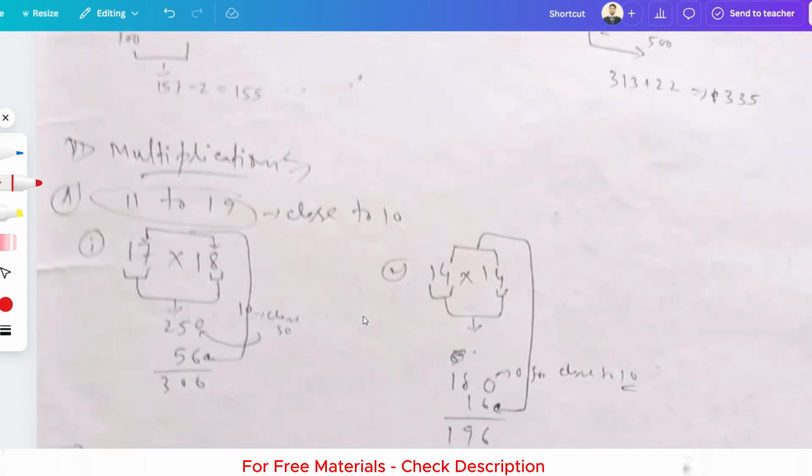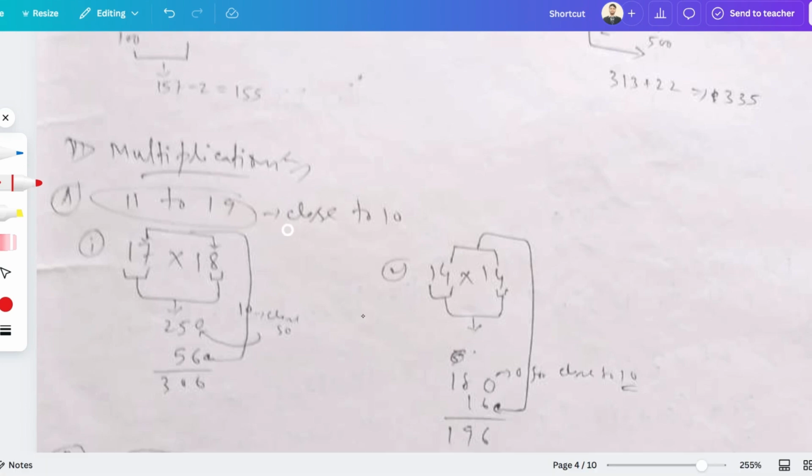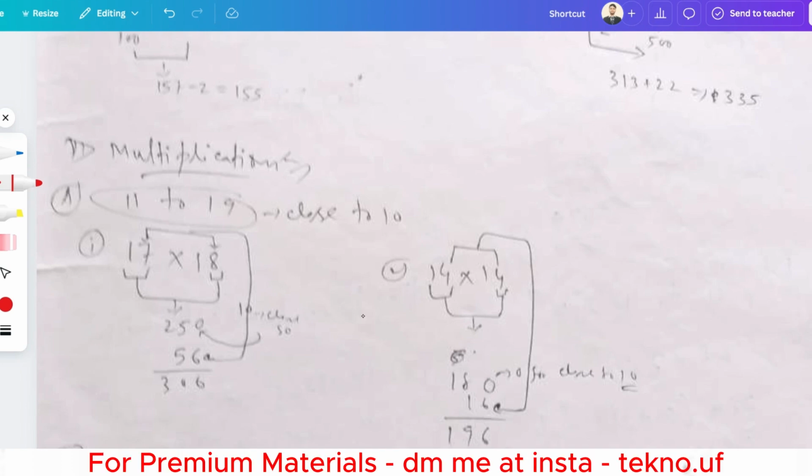So what is the process for multiplication? I think the screen is a little blurry, still readable. Let me read it out. For multiplication you have different ranges. For 11 to 19, if you are multiplying, then there is a shortcut. For the next range, there is another shortcut trick. I'm going to discuss everything, just wait.